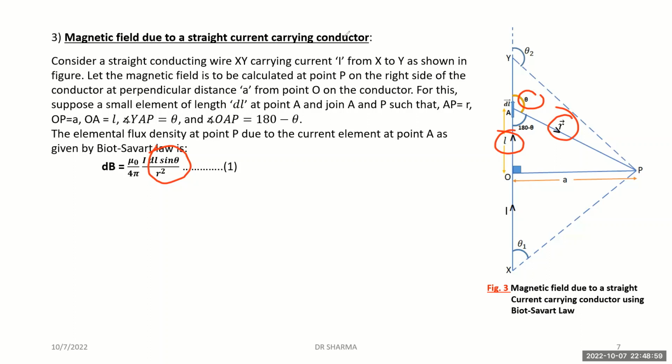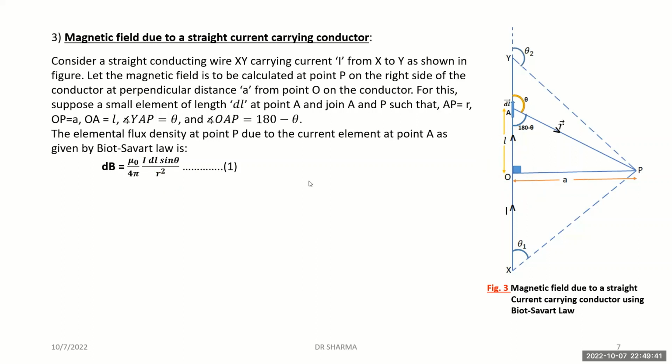We do this by considering the right angle triangle in this figure. Check the right angle triangle OAP. From there, remember that you are going to convert that dl and r in terms of theta and a constant. This a is constant because point P is fixed at a fixed distance from the conductor. So while converting, consider one variable and the other constant as a trigonometric ratio.